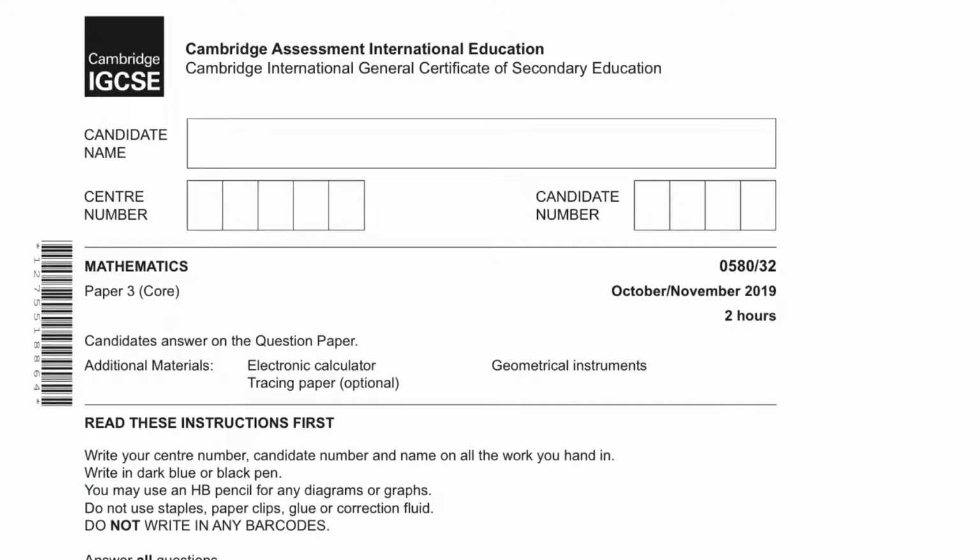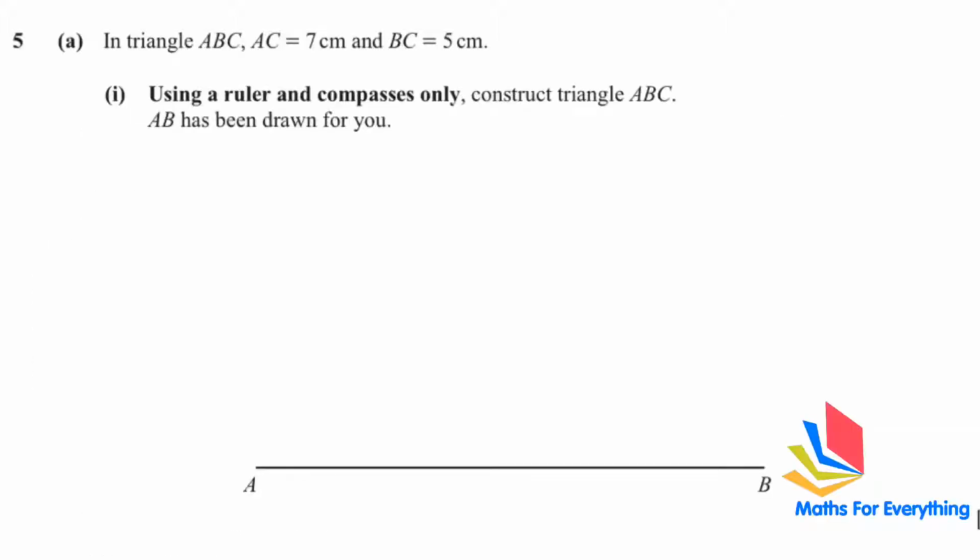So in this lesson, we are going to solve Cambridge IGCSE Mathematics Paper 3 Core, Variant 3, October-November 2019, from question number 5 onwards. In question number 5, triangle ABC, AC is 7 centimeters and BC is 5 centimeters. Using a ruler and compass only, construct triangle ABC. AB has been drawn for you.